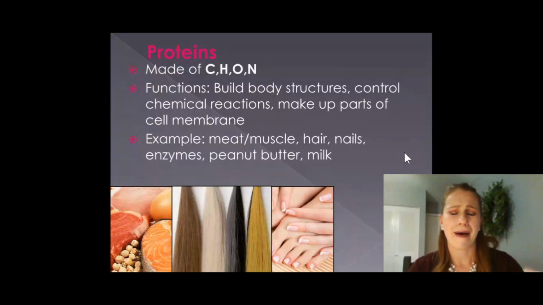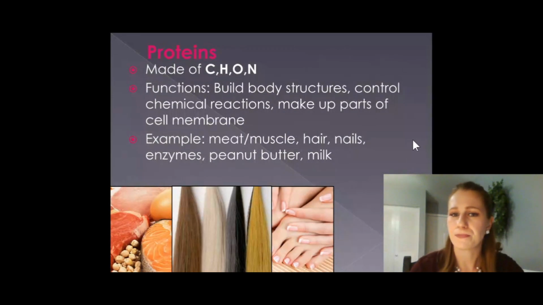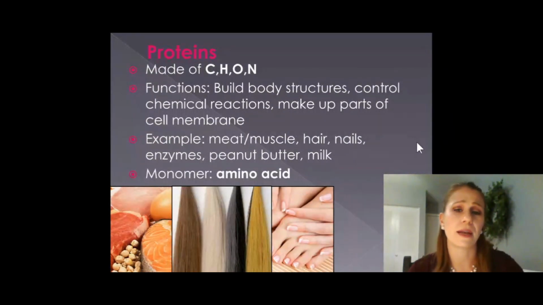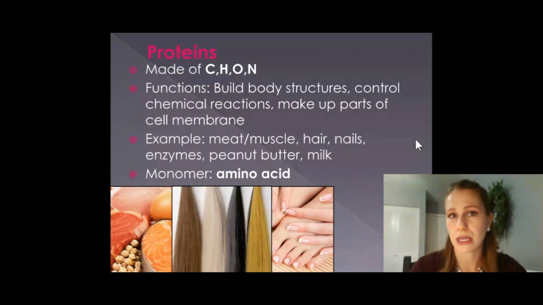Peanut butter, beans, all of those things. Milk has protein in it. Yogurt, all sorts of things in your diet have protein. The monomer of a protein is an amino acid. There are 20 different kinds of amino acids. That's it. And they form these big, long chains, and that's what's going to help build your proteins.